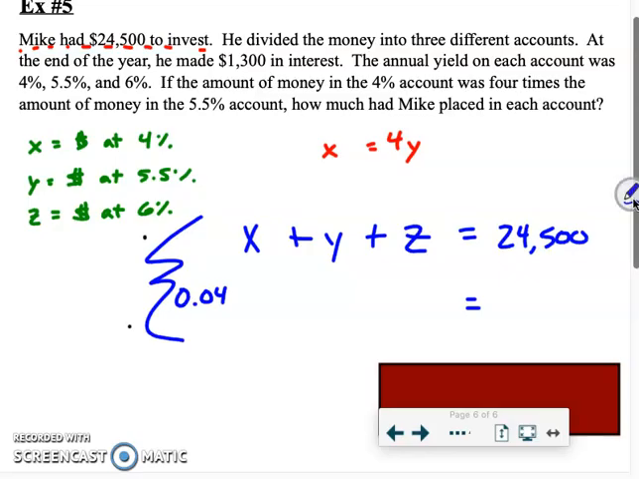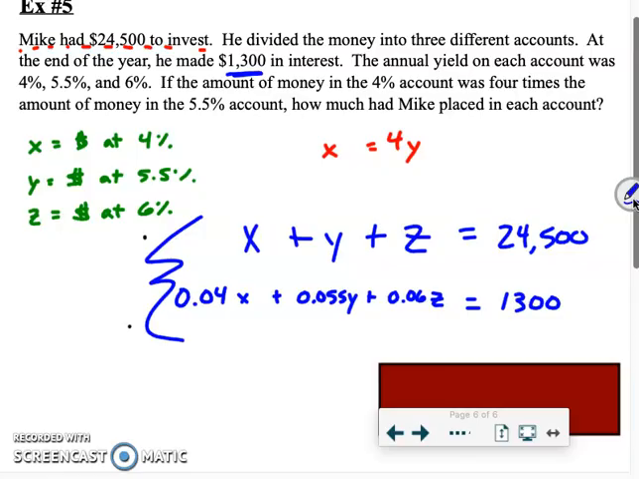So what we're saying is that on that 4% account, 4% of whatever you invest, Mike's going to earn back. On the 5.5% account, 0.055 of Y is what he's going to earn back, and on the 6% account, 0.06 of Z. That's what's going to create that grand total of $1,300 of interest. Again, that would have been a pretty significant mistake.